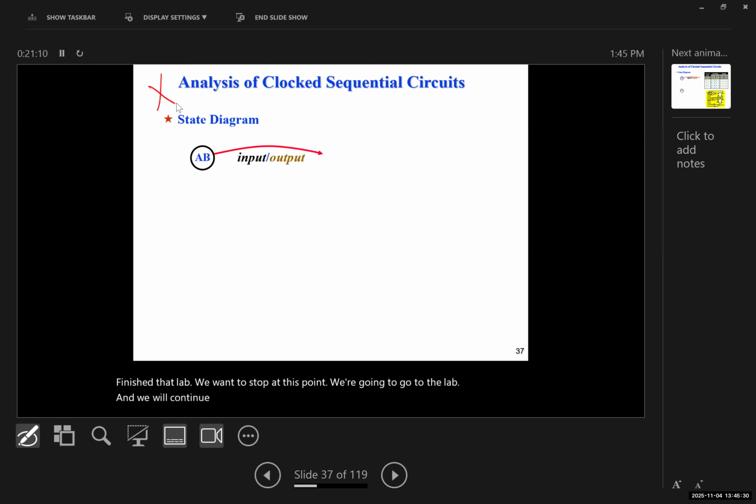How many of you finished the full adder one? You did half adder, and some of you did full adder, some of you didn't. And what is the next lab that you have? Do you have the lab manual open? The next one, I think, is the decoder encoder.